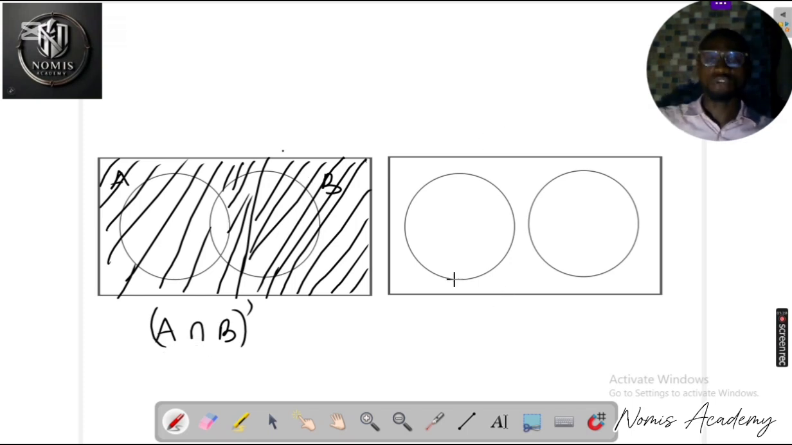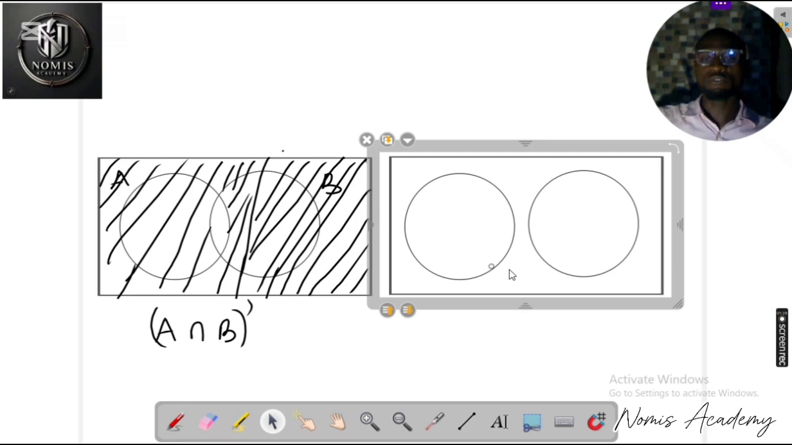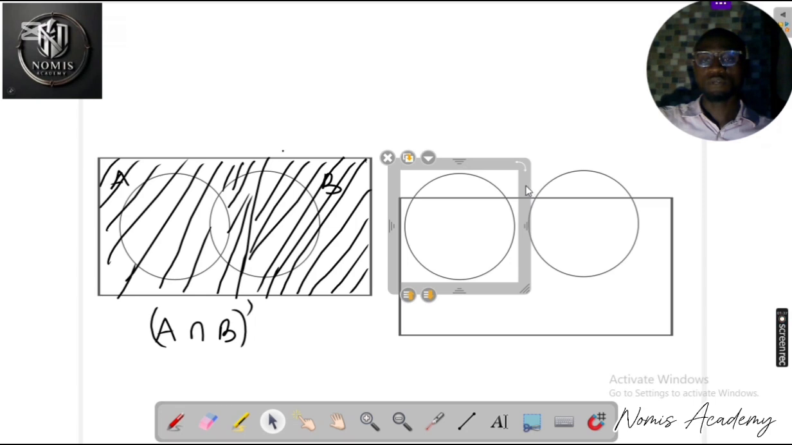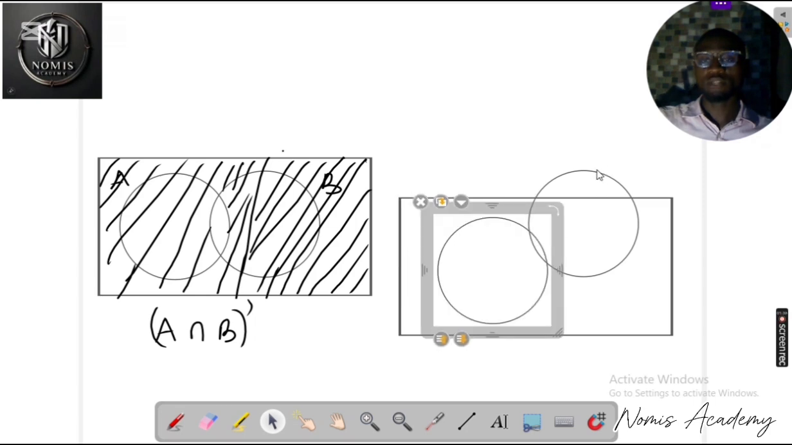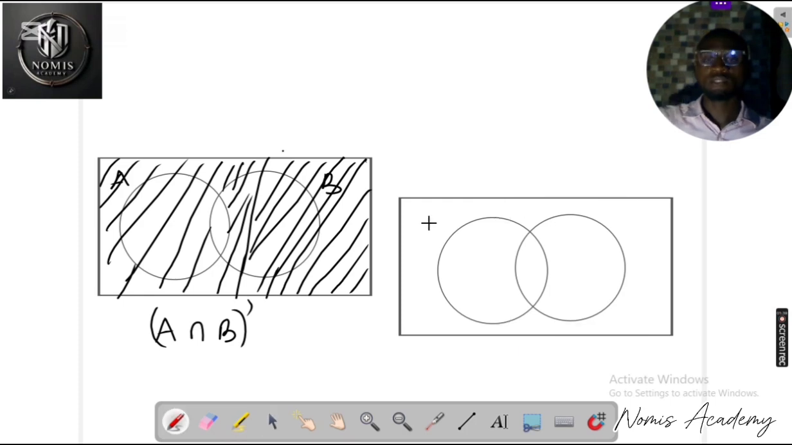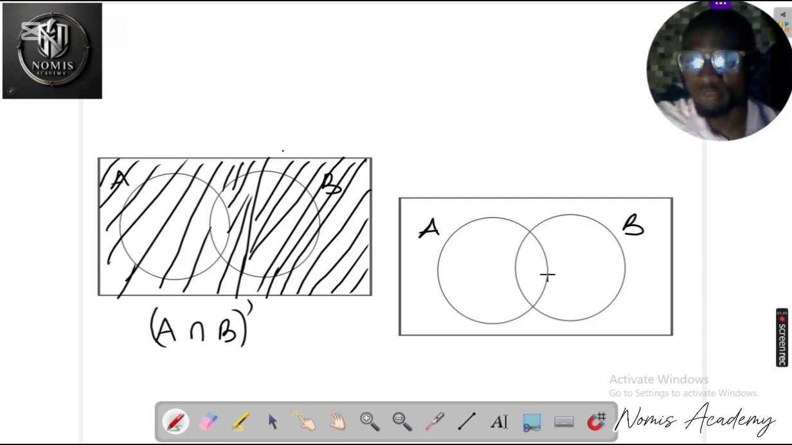So let's take A union B complement. If we take A union B complement, we are going to have something like this. Knowing fully well that this is set A and this is set B, A union B simply tells us the addition of all the elements in A and B, without repeating any element twice.